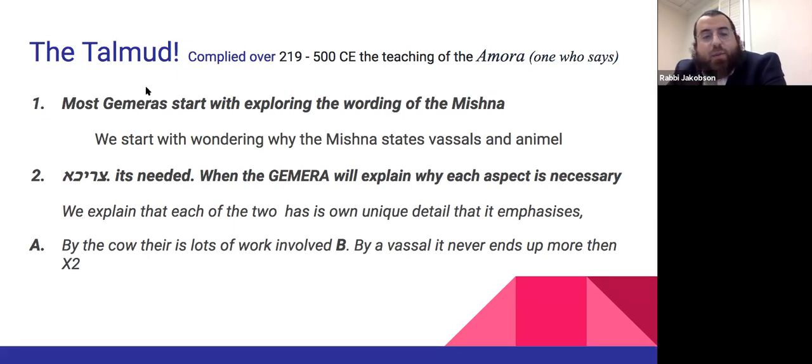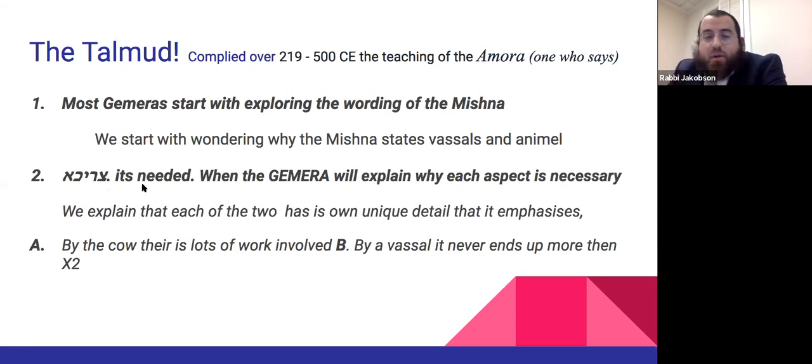Then the first step of our Gemara, and really we pointed out that that's almost every Gemara: most Gemaras start with exploring the wording of the Mishnah. That's the general rule that's worthy of knowing for any Mishnah you'll open up. In most cases, the first thing we discuss is the wording. In our situation, we start with wondering why the Mishnah states vessels and animals. So that was our question. Rule number 2 that we had: once the Gemara deals with that, the Talmud asks, why does the Mishnah need to use vessels and animals?